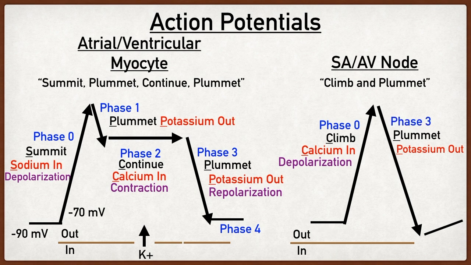The calcium ion channels have now closed themselves off, reducing the influx of calcium, and potassium ion channels are open, leading to an efflux of potassium. This is going to make the cell more negative, resulting in repolarization.